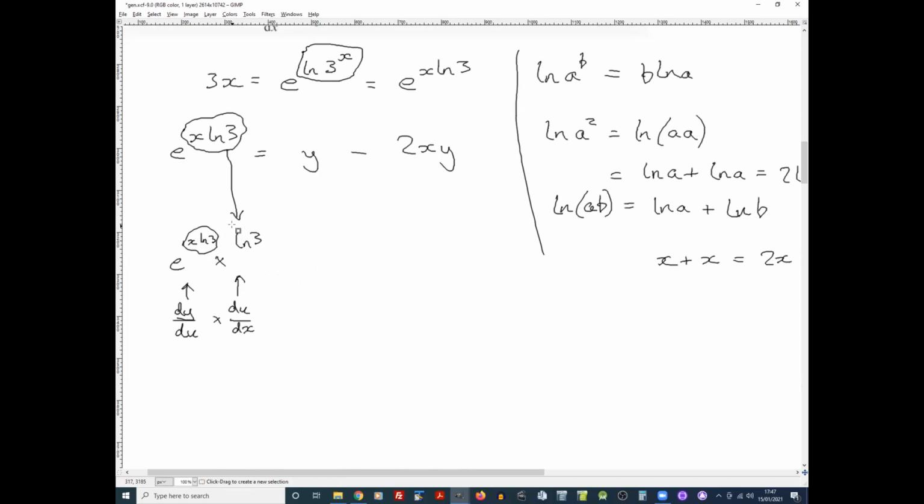And then this, I've written it too high, haven't I? I want that down there. So that e to the x log 3 times log 3 is the derivative of 3 to the x. We could simplify this a little bit as well. We could unpack that a little bit. Let's see how.